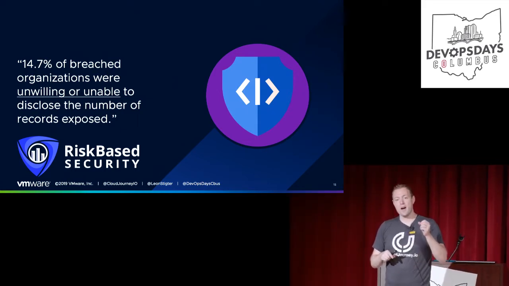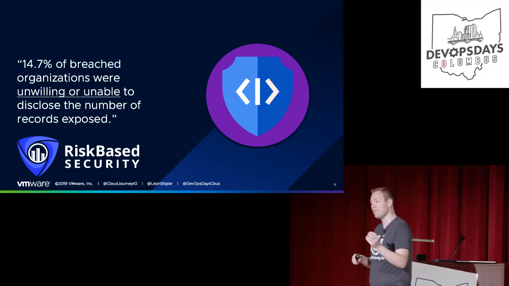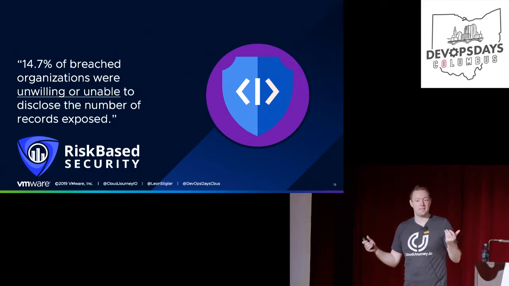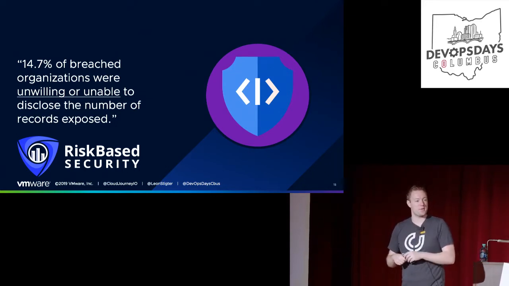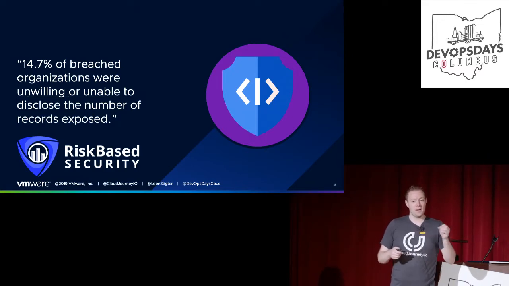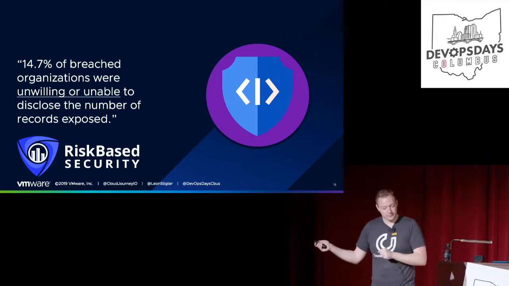I mean, if you're unable, that's a really bad thing. If you're unwilling, that's maybe even worse. Because in that case, someone stole someone else's identity, or at least some information, and isn't willing to share how that happened or why that happened.